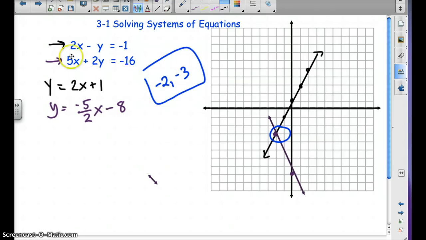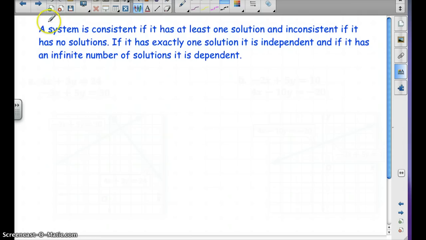When we talk about graphs here, here's just some vocabulary. A system is consistent if it has at least one solution. So that last one was consistent, and inconsistent if it has no solutions. If it has exactly one solution it is independent, and if it has an infinite number of solutions, it is dependent. So there's some examples for you.